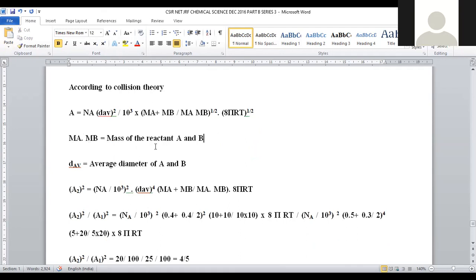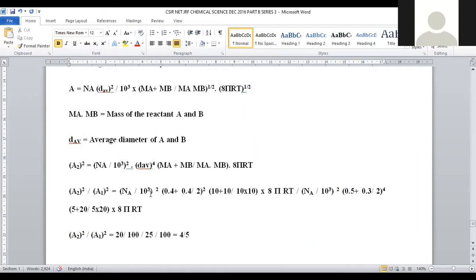MA and MB are nothing but the masses of the reactants A and B. DAV can be taken as average diameter. What is DAV? DAV denotes average diameter, provided within the problem only. DAV is equal to the average diameter of A and B.